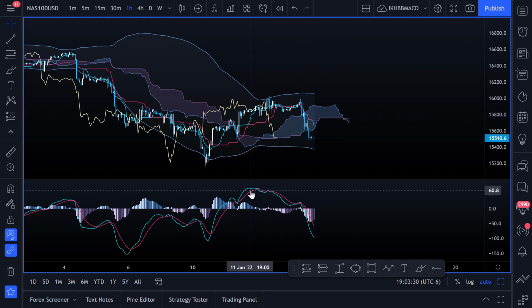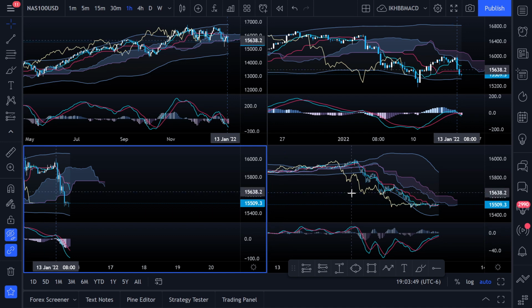We also had this bearish MACD. We had this bearish MACD crossover, and we also had this bearish MACD histogram increasing. So the trade I took was this.